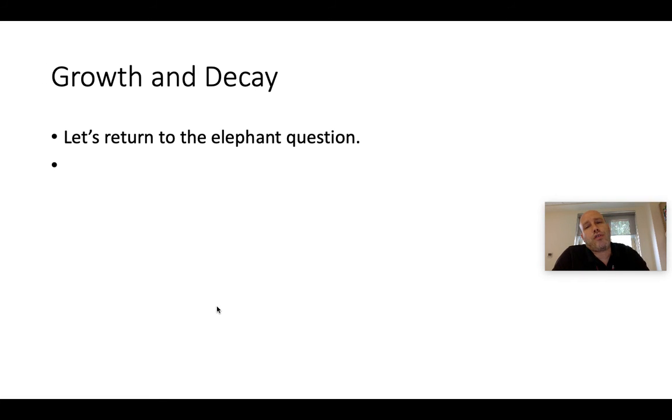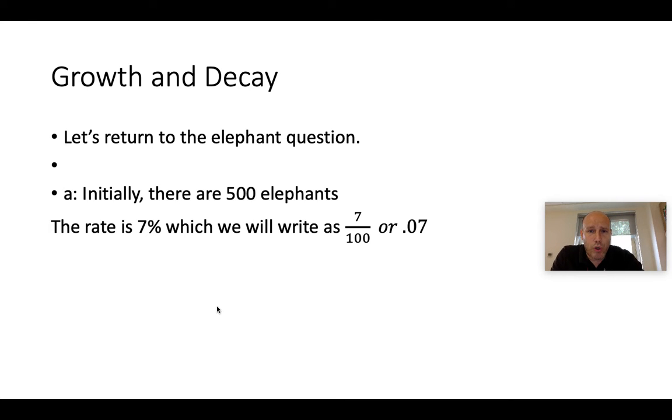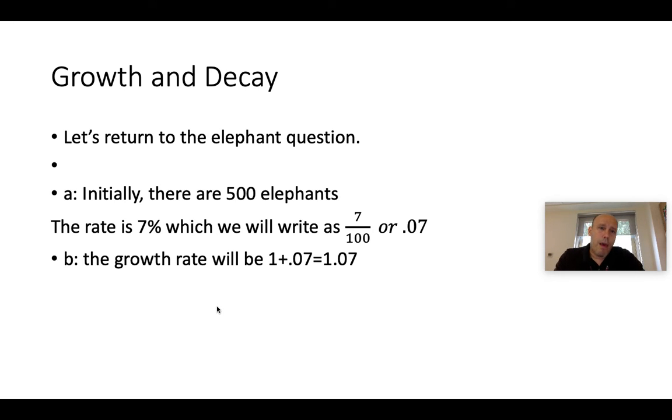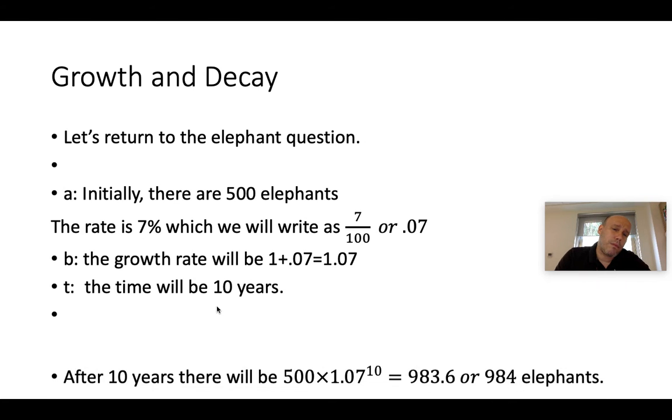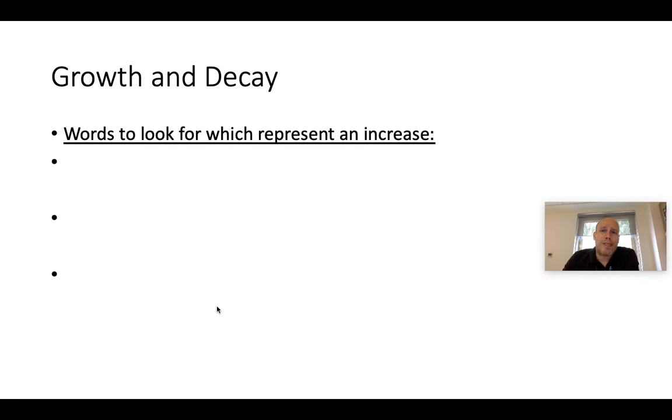Let's return to the elephant question. Initially, there's 500 elephants. The rate is 7%, which we will write as 7 over 100, or 0.07. B, the growth factor, will be 1 plus 0.07, or 1.07. And T, the time, will be 10 years. After 10 years, there will be 500 times 1.07 to the 10th power, which equals 983.6 or 984 elephants.